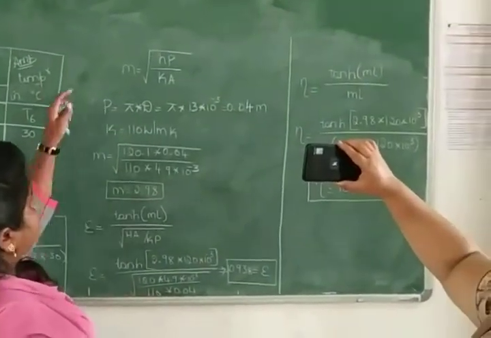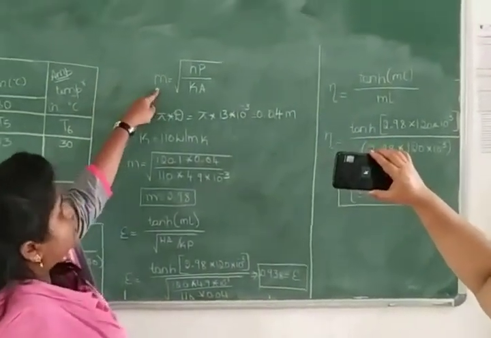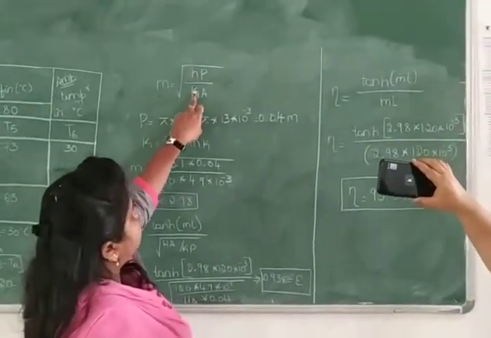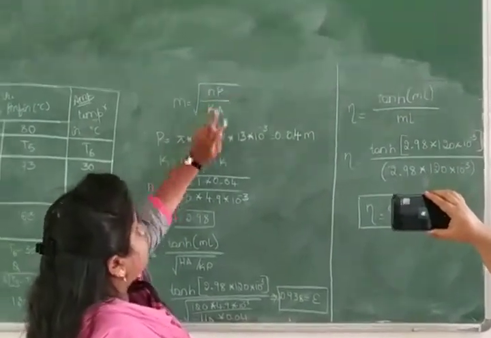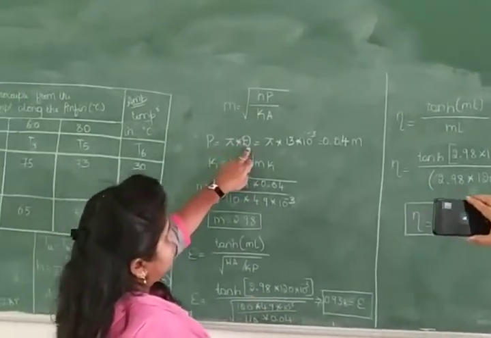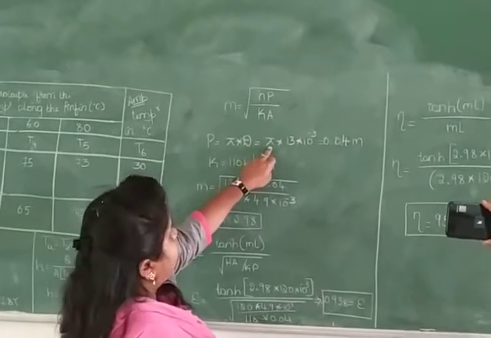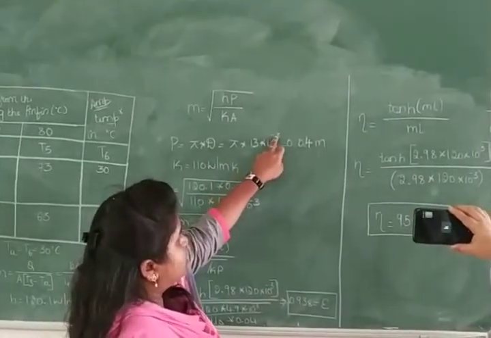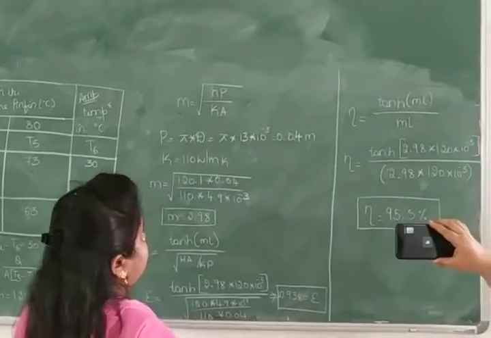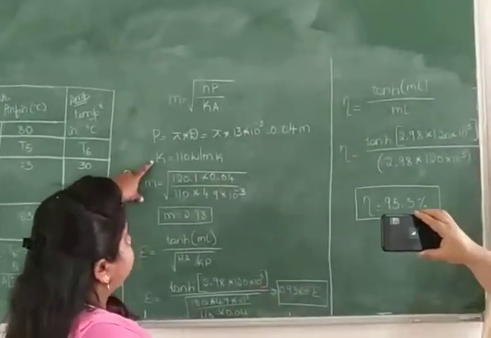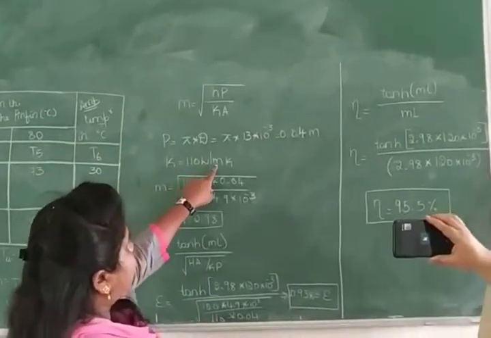Next we need to find out the value of M. In order to find out the value of M, we will be having a formula, that is square root of HP divided by Ka. So P is nothing but a perimeter. So the formula will be pi into D, since it is a cylinder. So pi value, then diameter of the fin, we know that it is 30 into 10 power minus 3 meter. So the value of perimeter we are getting 0.04. And the thermal conductivity of that pin fin is 110 watt per meter Kelvin.